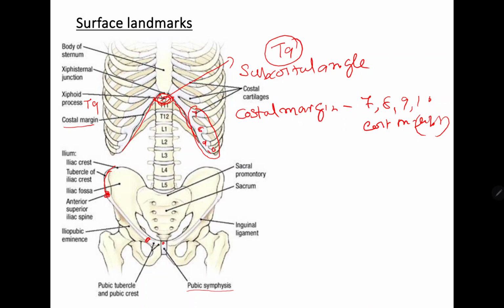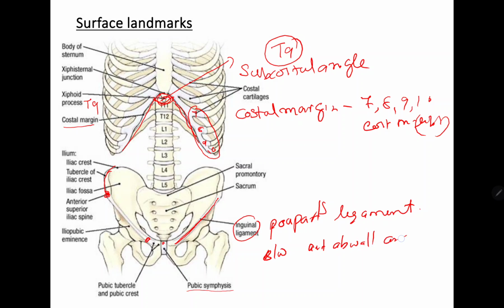This particular area, where a ligament is formed, is known as the inguinal ligament, and superficially it is also known as Poupart's ligament. And on the surface of the body, the area between the anterior abdominal wall and the thigh is known as the fold of groin.